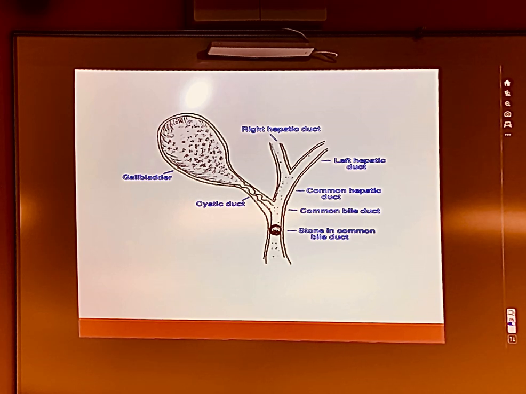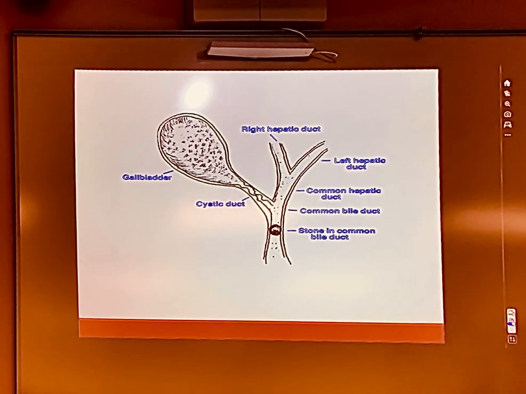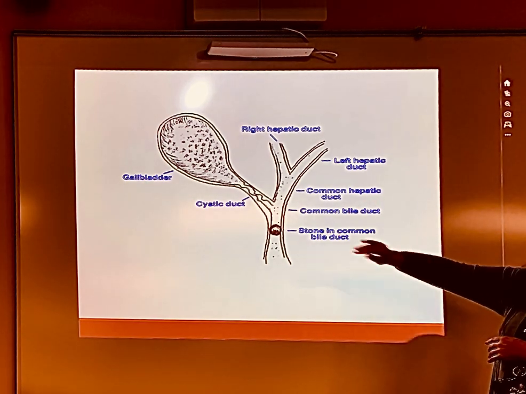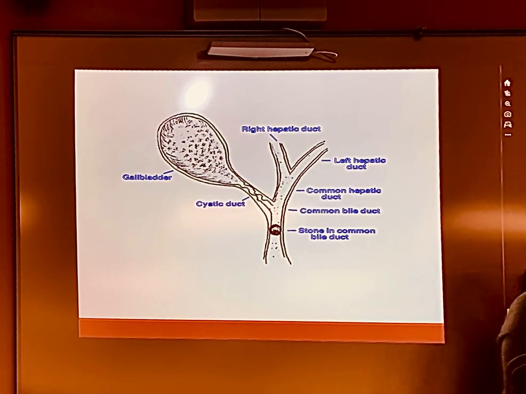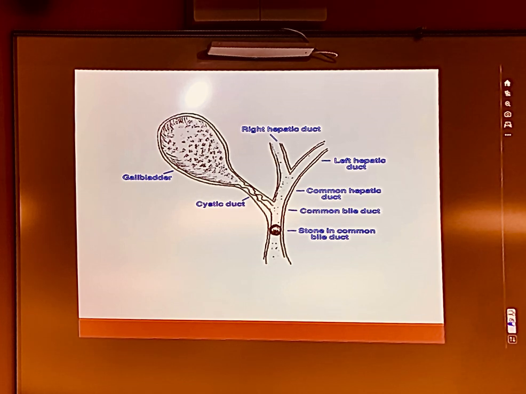So now you have a stone in your common bile duct, right? So you've got your common hepatic, common bile, stone in the common bile duct. What are your pictures going to look like? You've got liver, of course. Gallbladder and no bowel, exactly. Gallbladder and no bowel. Back up into plumbing.